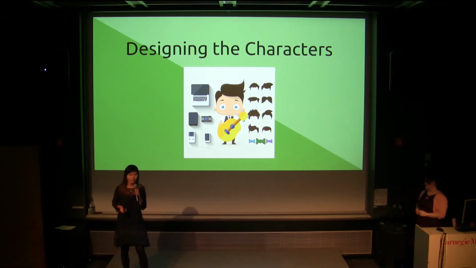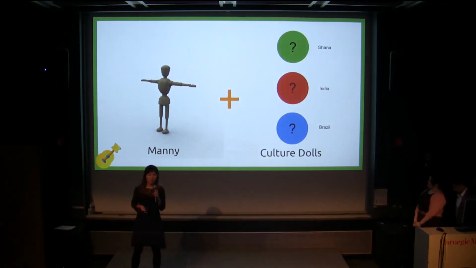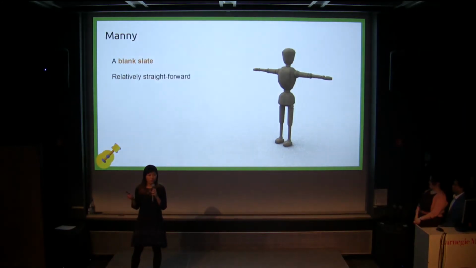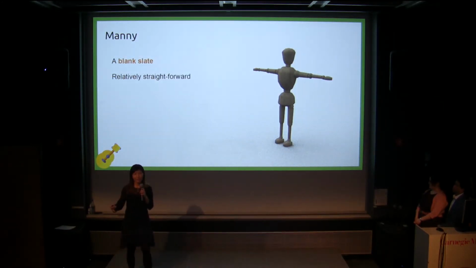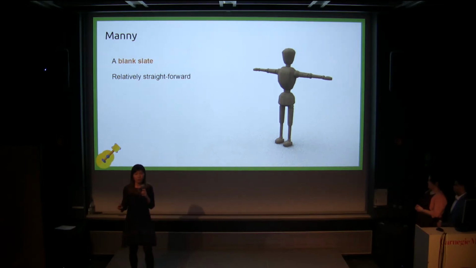Hi everyone, I'm Flora. I'm the character artist of the team. So for the characters, there are 4 of them in our animation: Manny as our main character and 3 culture dolls. Start off with Manny. He is a blank slate. He's a new mannequin just fresh out of the box, and he's looking for his own identity. So the design of him is pretty straightforward and simplistic. After all, he is just a generic mannequin.